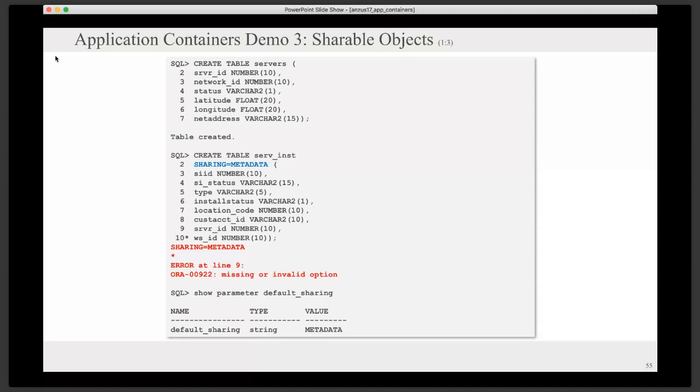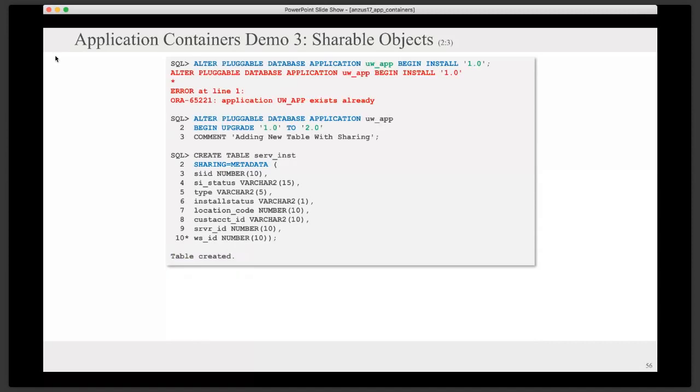Because the default sharing for my database, just by the fact that you install one, is set up for metadata sharing. I said share metadata. There's nothing wrong with my syntax and it's not an invalid option. But I didn't say, wait a second, I have an application root. I've done some stuff in there. Now I need to make some changes, and one of those changes is I want to share into those pluggable databases. So let's go to slide 2 of 3.